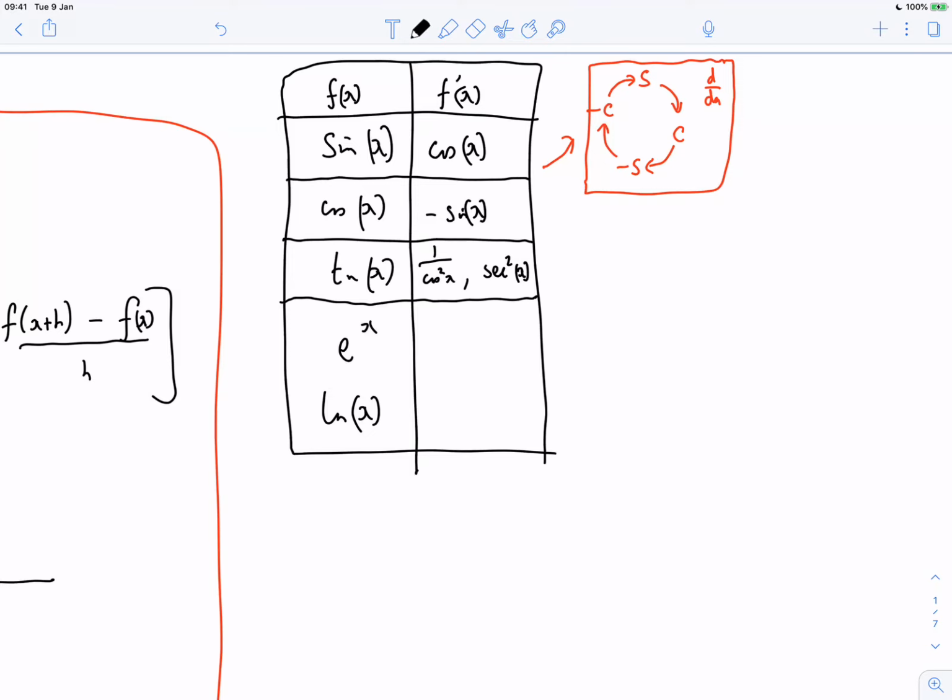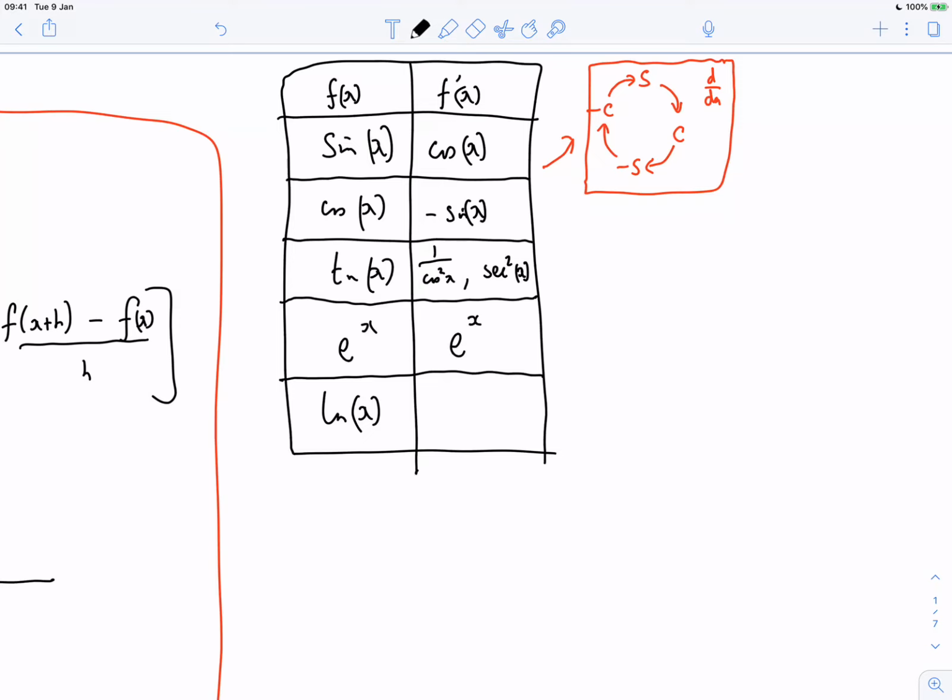E to the x, well, by definition, we'll be looking at later, especially in the next calculus episode when we'll be looking at Taylor series and Maclaurin series, other series expansions as well at a later date, like the Laurent series. E to the x just differentiates to itself.